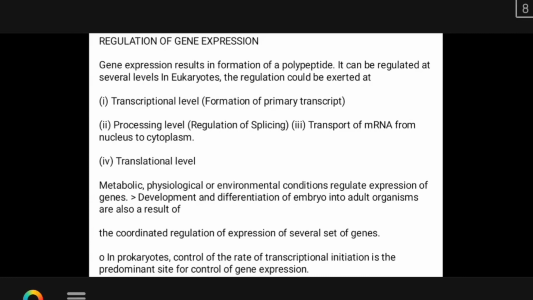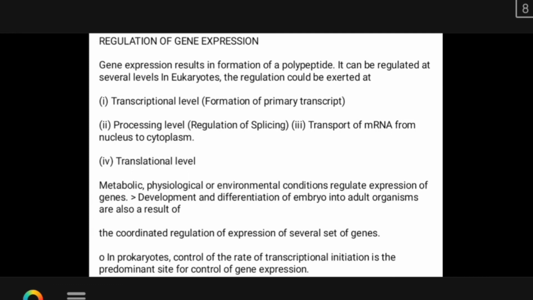Gene expression results in formation of a polypeptide. It can be regulated at several levels in eukaryotes. The regulation could be exerted at the transcriptional level, formation of primary transcript, split gene arrangement, then processing, that is removal of introns by splicing, and then there is capping, that is addition of methyl guanosine triphosphate at the 5' end, and then tailing, that is 200 to 300 adenylate residues are added at the 3' end in a template independent manner.